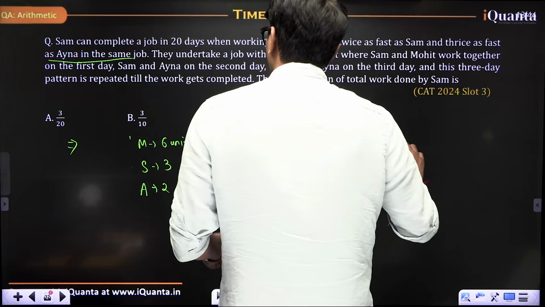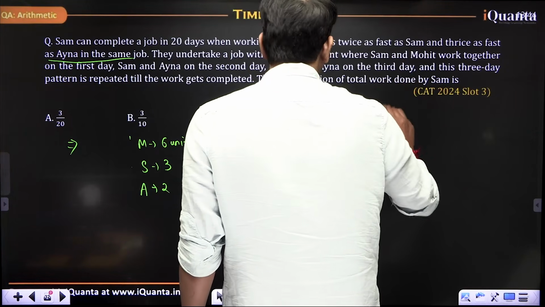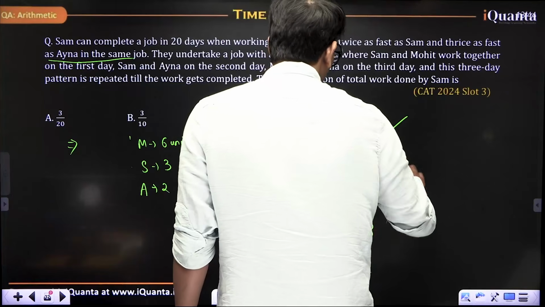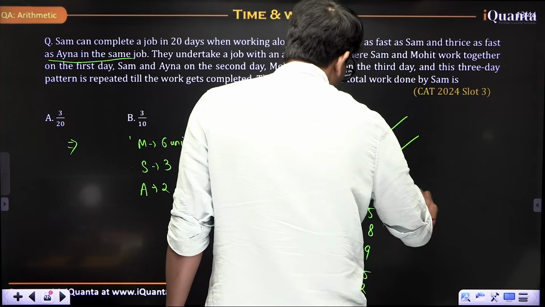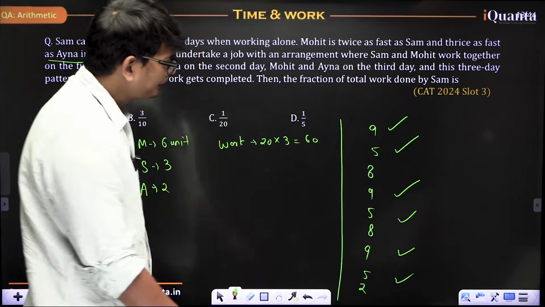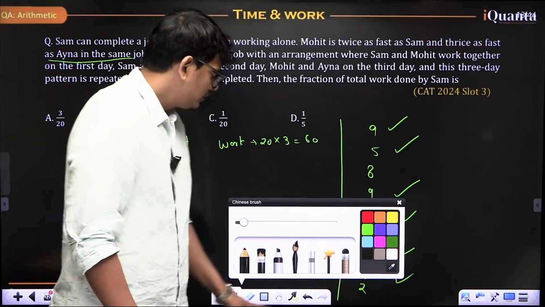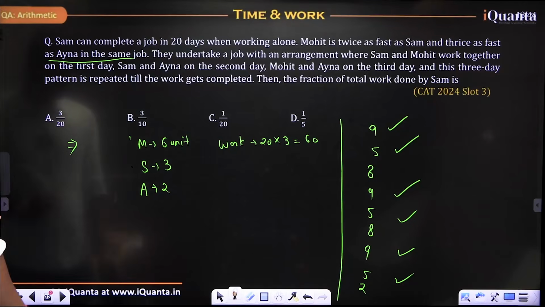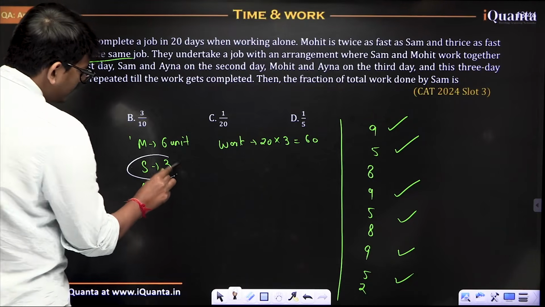So we have to find out that Sam is working on the first day, Sam is working on the second day, Sam is working on this day, this day, this day, and this day. Right. So Sam is working for 6 days. And the efficiency of Sam is 3.